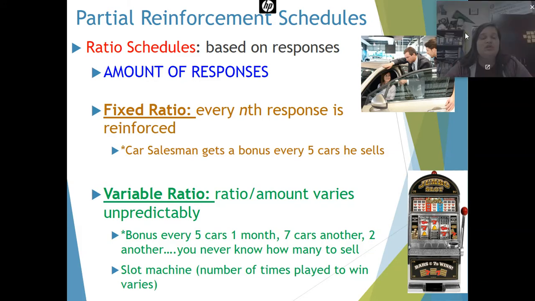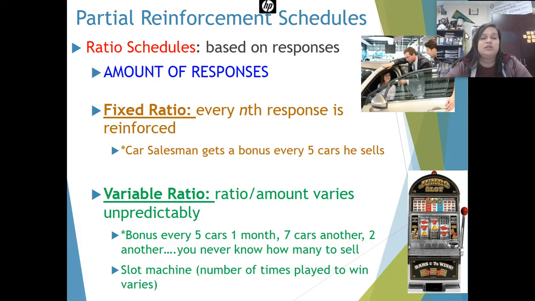In sports, most points are based on a fixed ratio. You score a touchdown in football, you get 6 points. Next touchdown, 6 points. In basketball, you shoot a free throw, you always get 3 points. It's a fixed ratio. In a variable ratio, the ratio or the amount in order to get the reinforcement varies. It's unpredictable.